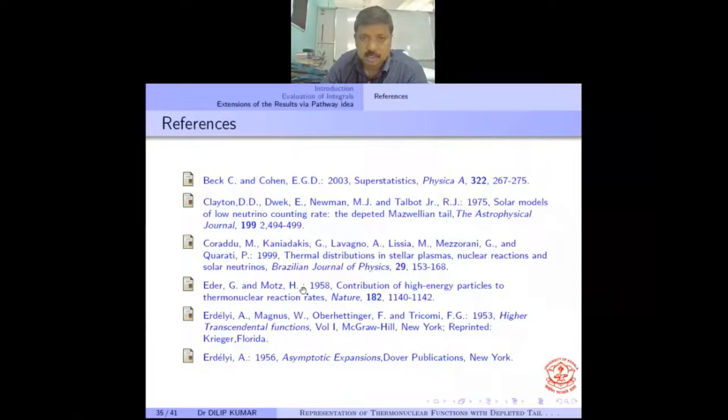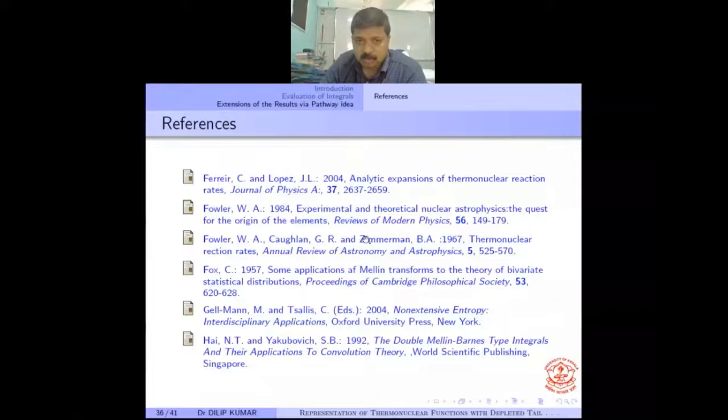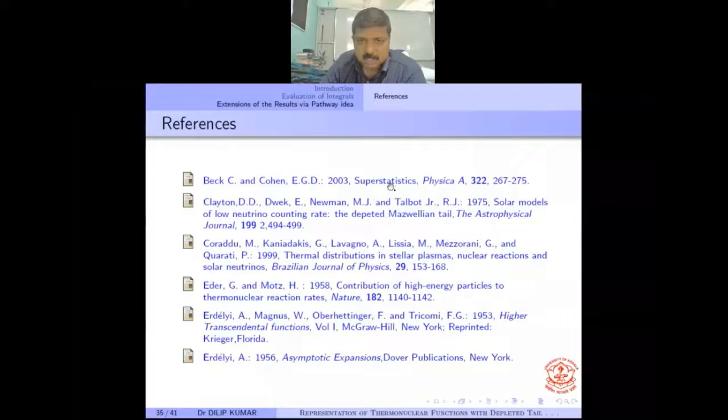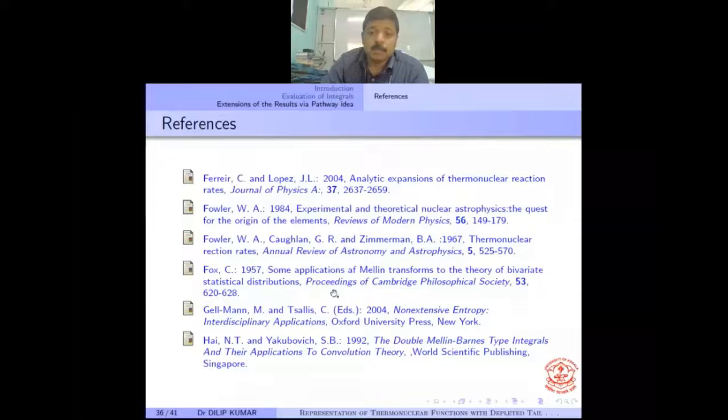These are the references. For those who are new to this subject, these are special cases of the pathway model, superstatistics and Tsallis statistics. You can refer to the Tsallis statistics book by Gell-Mann and Tsallis of 2004, on non-extensive statistical mechanics or non-extensive entropy. And this is the book which I was mentioning, double Mellin-Barnes type integrals.